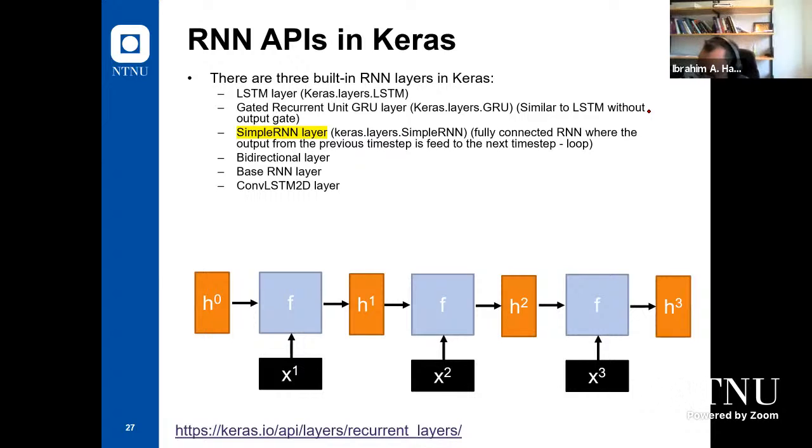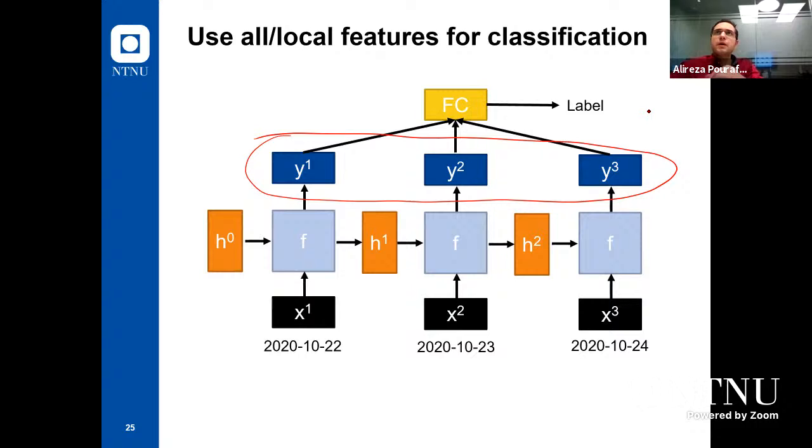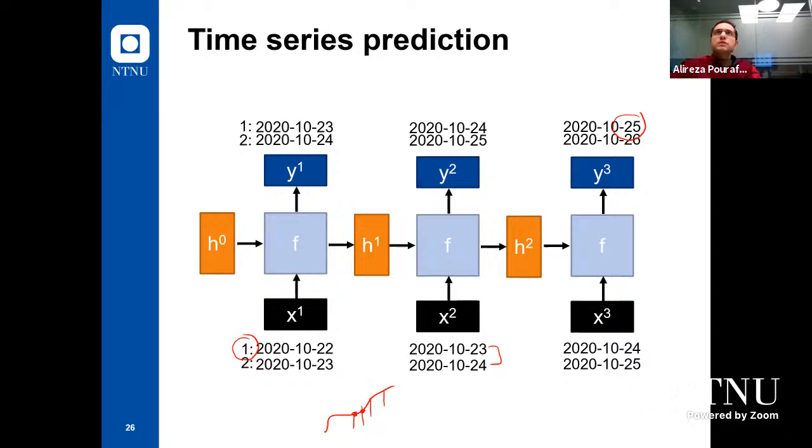How can we use RNN APIs in Keras? There are 3 built-in. Can I ask a question? Yes, please. They have overlap, right? The local information has overlap on the last slide with the time steps, and they have some kind of overlap in between, like Y1 and Y2.